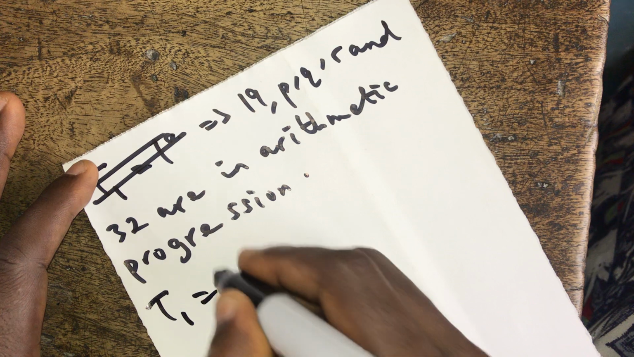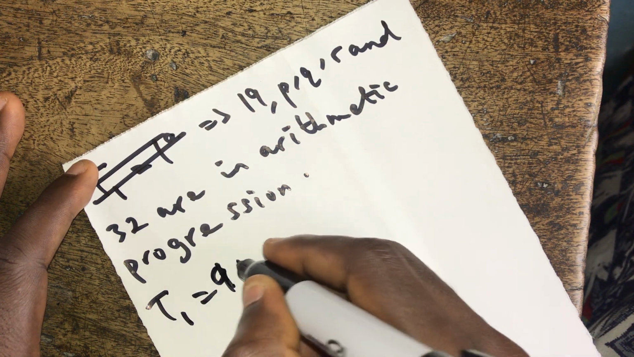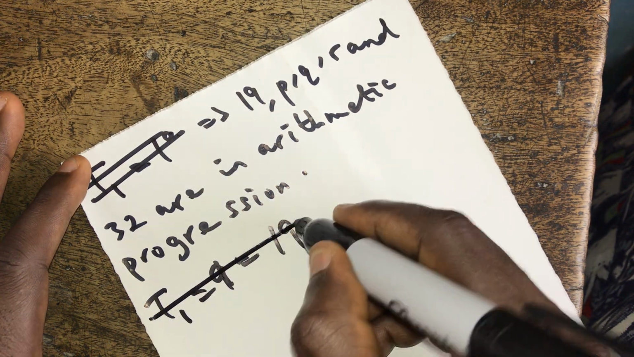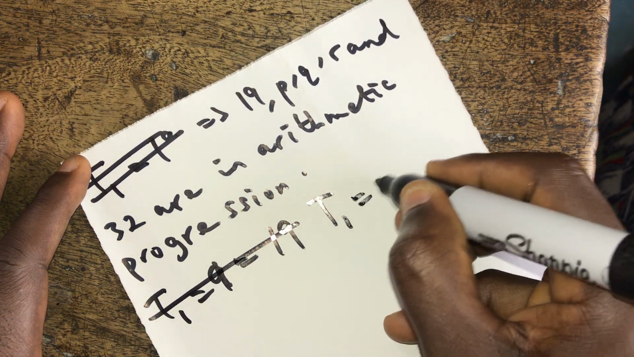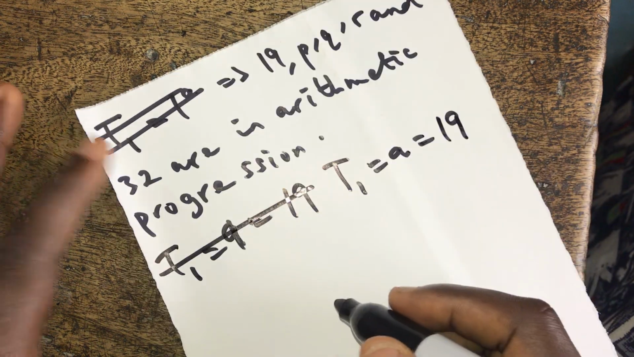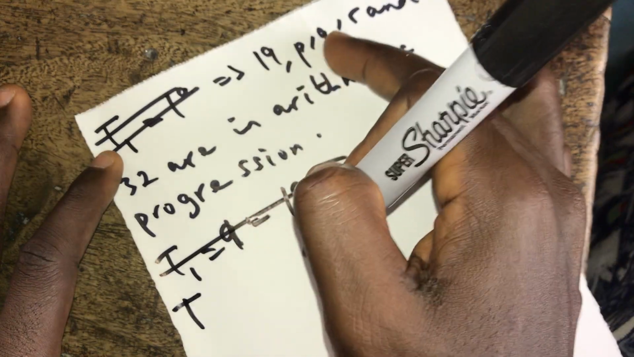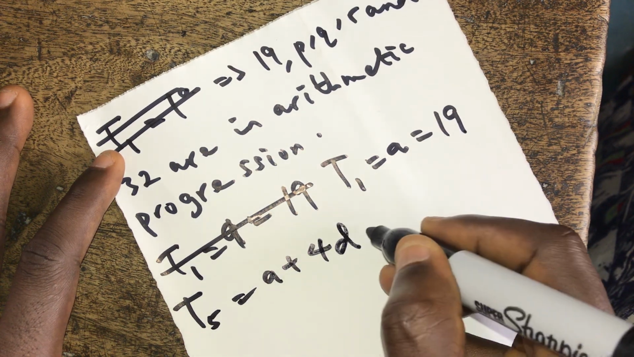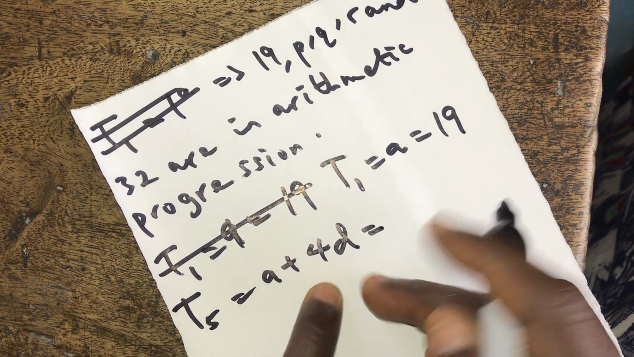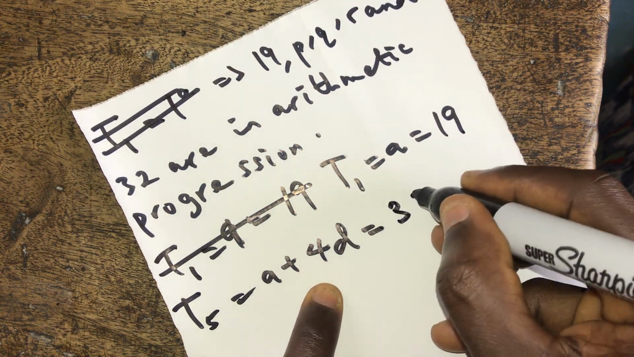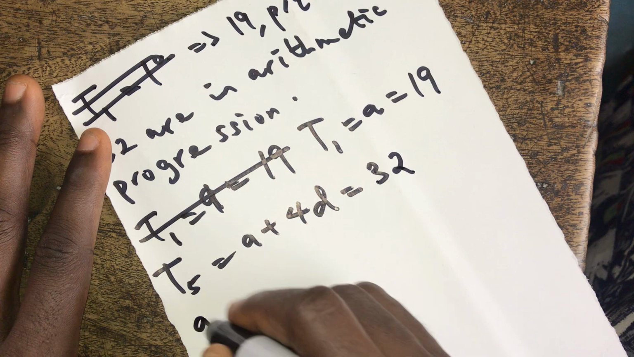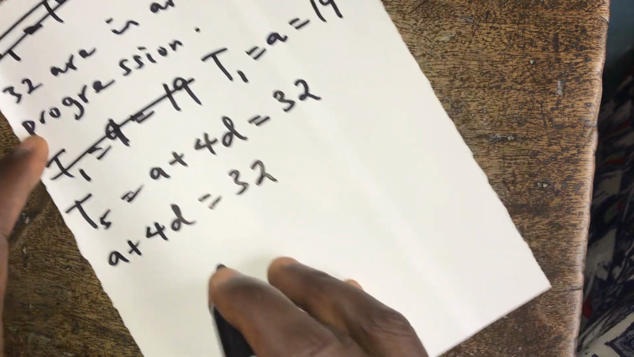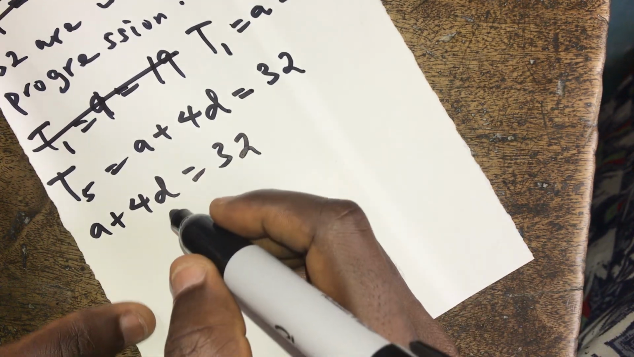And that means T1, the first term, which is a, is 19. And T5, counting 1, 2, 3, 4, 5, which is given by a plus 4d, going by the definition Tn equals a plus (n minus 1)d, is 32. So that means a plus 4d equals 32.